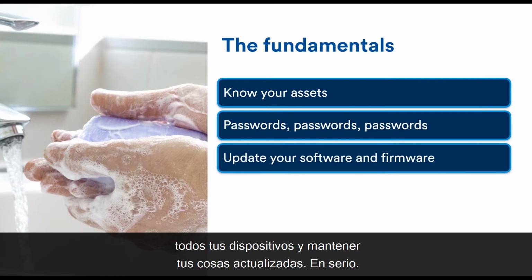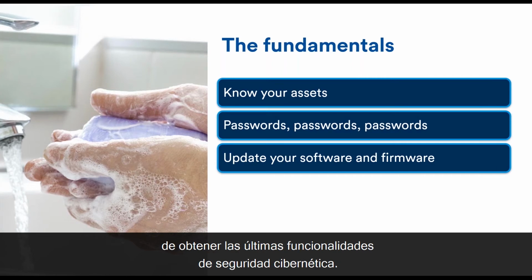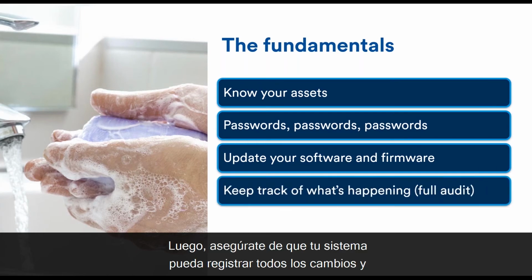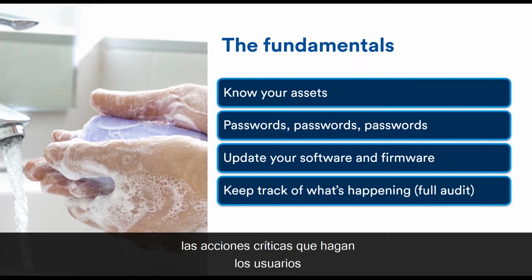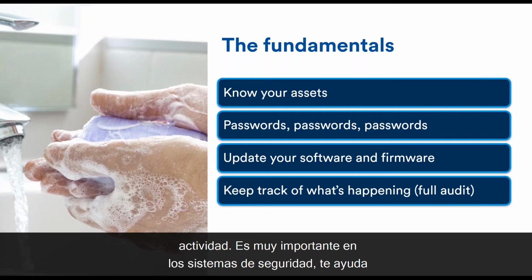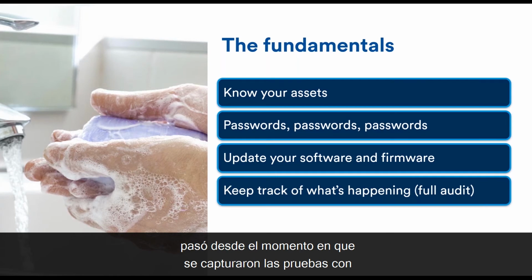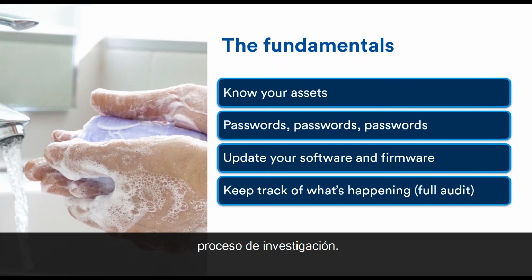And then keep your stuff up to date. We mean it. Keep everything up to date. It's the best way, it's the only way to get access to the latest cybersecurity features. So we're not talking only about your security system, but every piece of software, device firmware, Windows, and so on. Then make sure your system can log every change and every critical action made by users in the system. So that's audit trails, right? Or activity trails. It's very important in security systems. It helps you keep a full chain of custody and really know exactly what happened from the moment evidence was captured with your VMS, for example, all the way to the end of the investigation process.